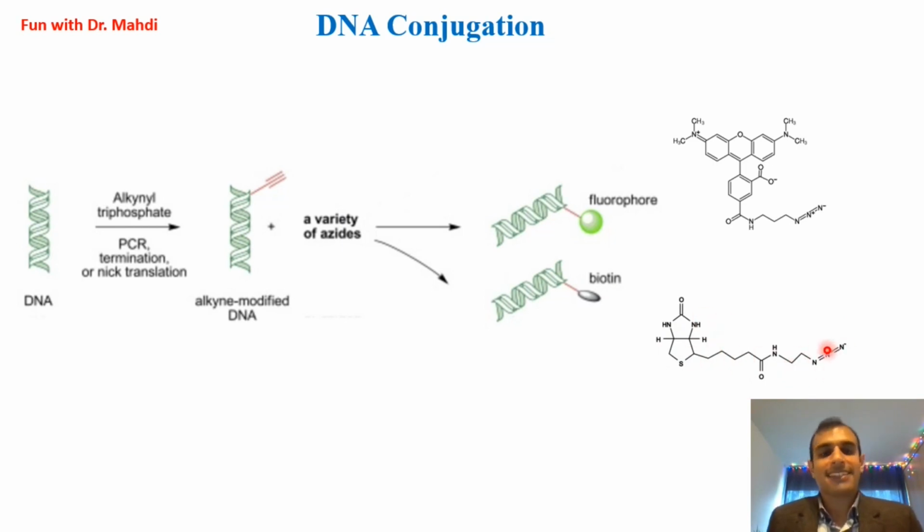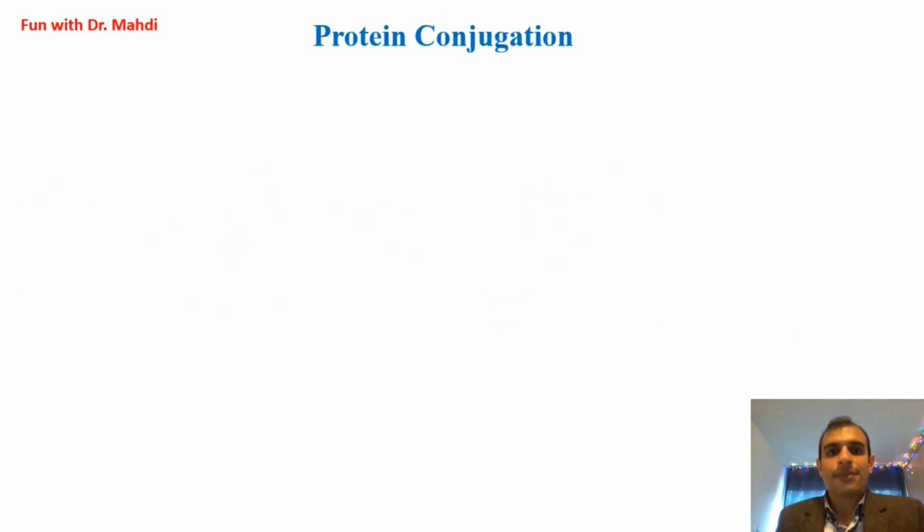And again, after click reaction between alkyne in the structure of DNA and also azide in the structure of biotin, we can have DNA biotin conjugate. The third example for bioconjugation is protein conjugation.